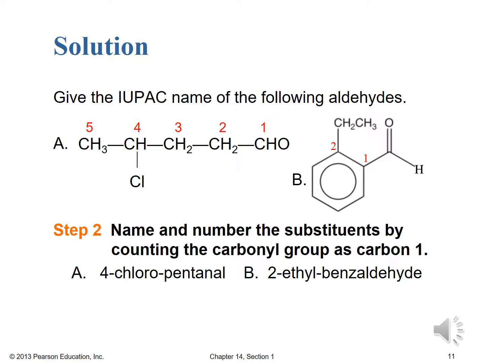For B, we now have carbon number 1 being the ring carbon that attaches to the carbonyl carbon. So that's a little different, and the substituted benzaldehydes are going to have that feature. We number within the ring so that we get the lowest possible sum of those substituents. So rather than going clockwise and ending up with 6 for the position of the ethyl group, we go counterclockwise and hit that as number 2. So that is 2-ethylbenzaldehyde.